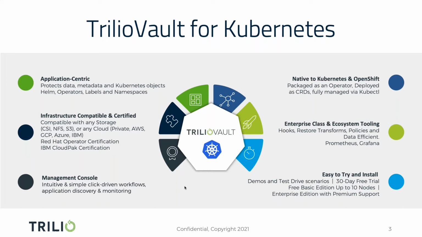From a licensing perspective, we follow a freemium model. So as part of the freemium model, you have a 30-day free trial, for an unlimited number of nodes, with no restrictions in terms of features or anything else. Similarly, there is a basic edition, which is also free for an unlimited amount of time for up to 10 worker nodes. And then finally, we have an enterprise edition, which comes with premium support and all the bells and whistles, including a customer success manager to make sure that you're using the product to its best capabilities.